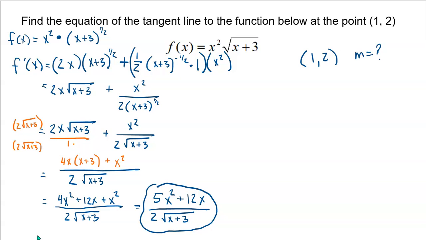Here I go. And there is the derivative, and it's a doozy, but the final derivative of this function is 5x squared plus 12x, all divided by 2 times the square root of x plus 3. I'll walk through this a little bit, but the first step was rewriting it as x squared times (x plus 3) raised to the 1/2. That's what I did right here.